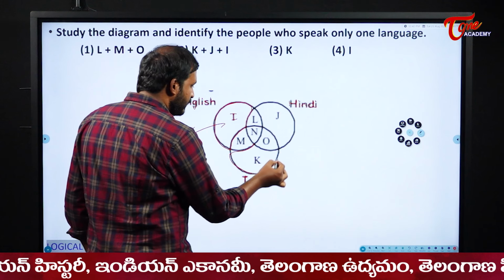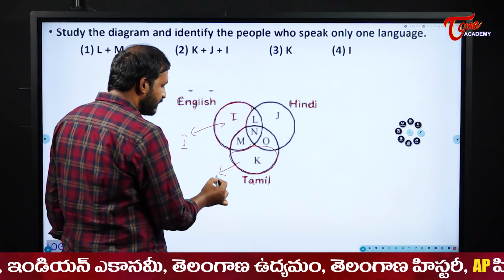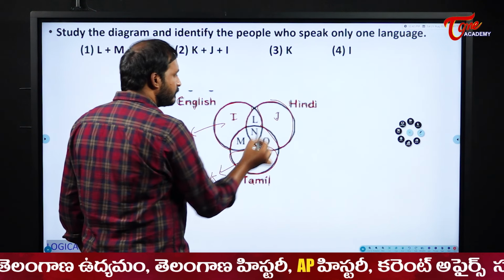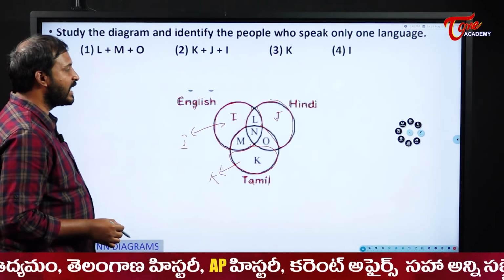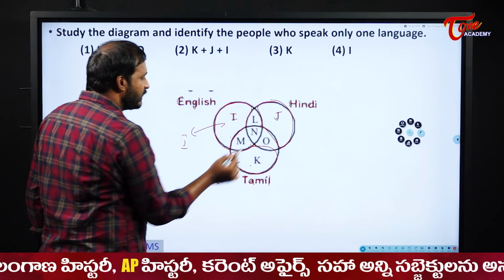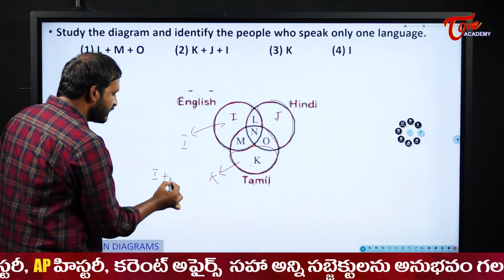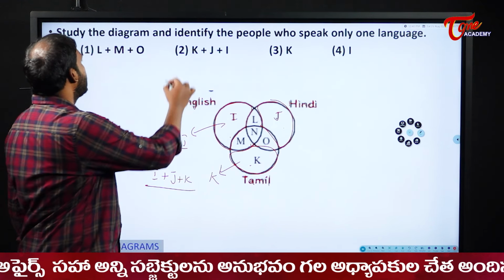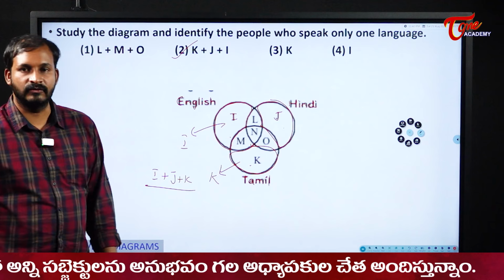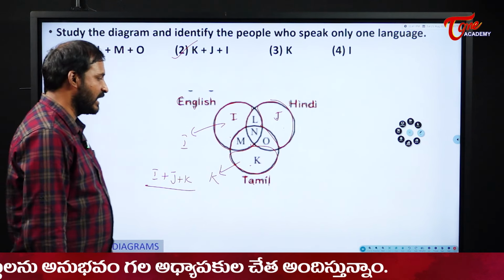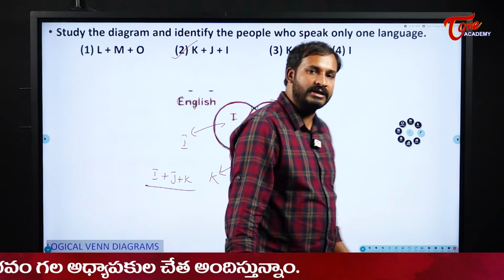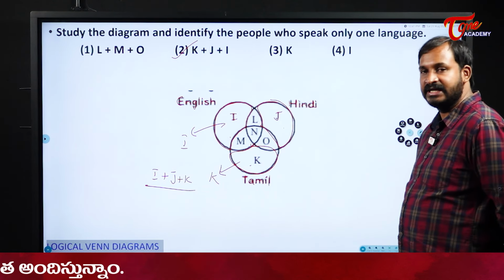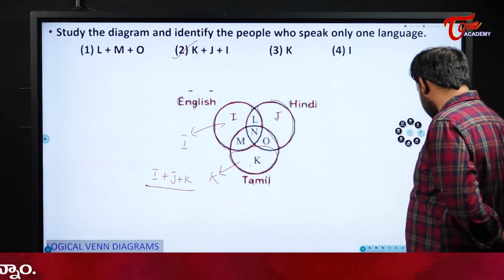Only English is I. Only Tamil is how many? K. This area indicates that one. Only Hindi is what, students? It is J. So only one language means only English, only Tamil, only Hindi. So my answer will become I plus J plus K. So what will be our answer here? Option 2 will be our answer here. Why? Because only one language. It can be Tamil, English or Hindi. Whatever it is, our answer here becomes IJK.